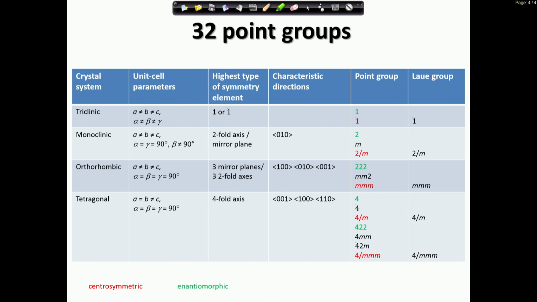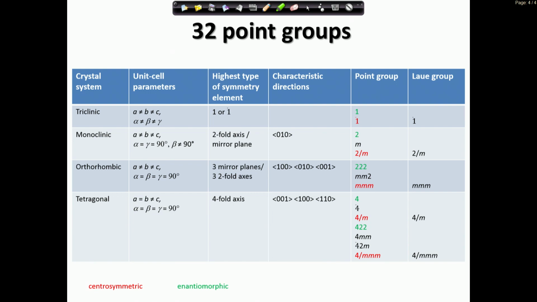Then in orthorhombic, there are 3 perpendicular possible directions with rotation or rotoinversion. So these are the A, B, C directions, and you need to specify the symmetry along each of these directions. So for example, this point group 2, 2, 2 is telling you that there is a twofold axis along A, twofold axis along B, and twofold axis along C.